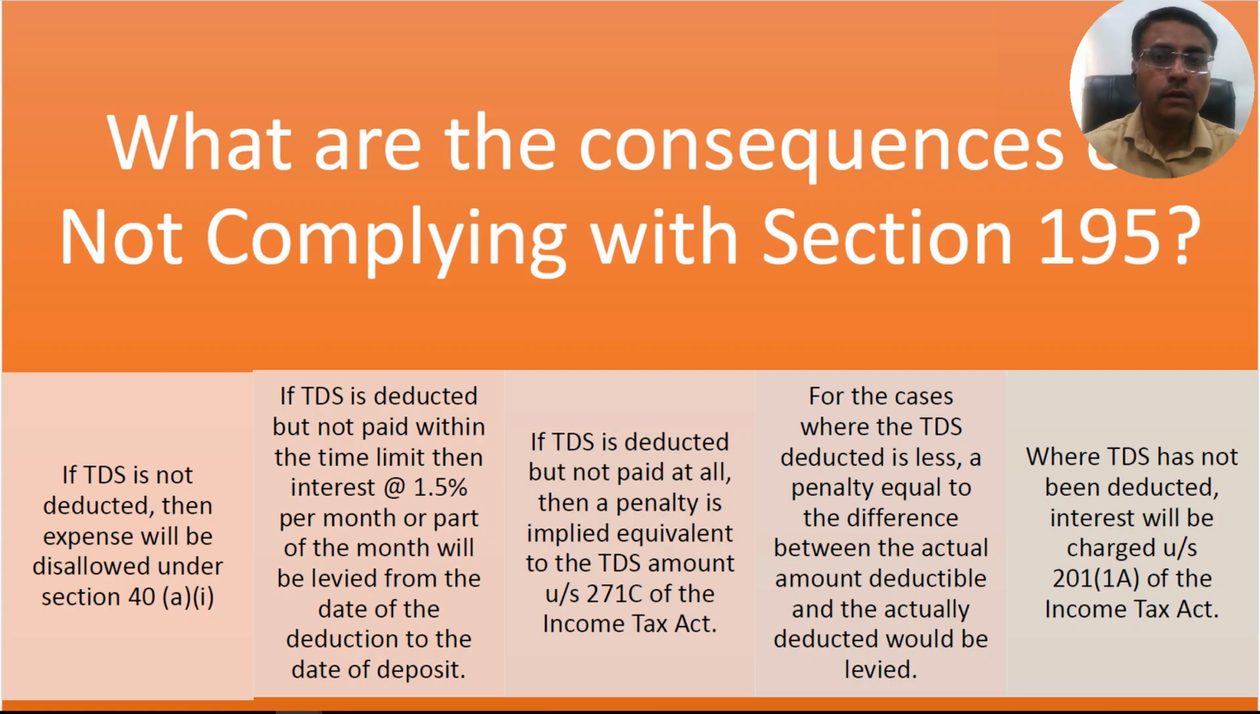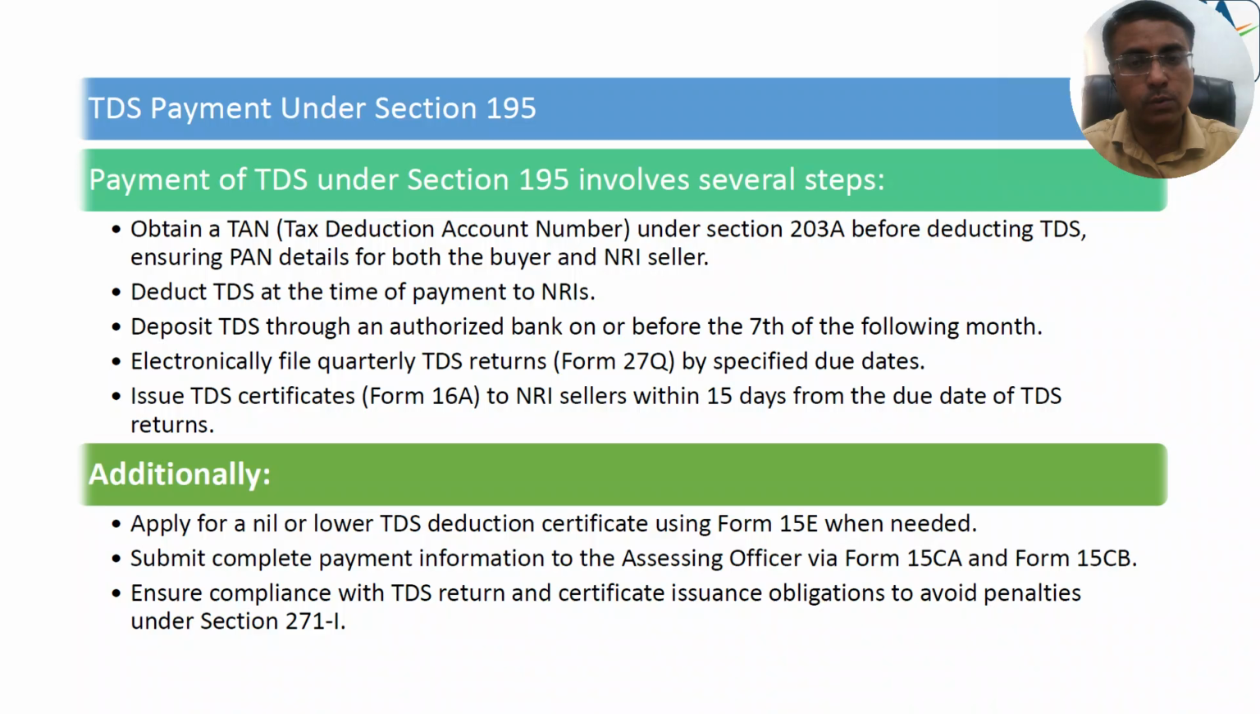What are the consequences if you do not comply with section 195? First, the expense is disallowed 100%. In case of payment to a resident, the disallowance is normally 30%. So in case of an NRI or foreign company, if you have not deducted TDS, 100% of the expenditure is disallowed. Interest is also applicable.